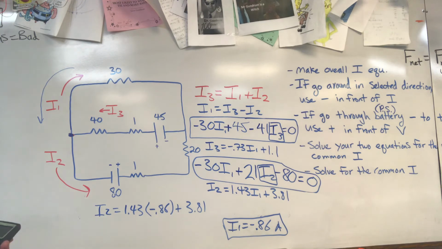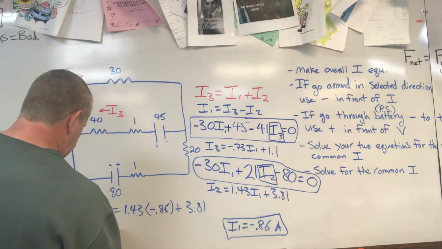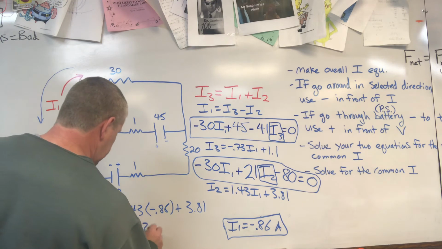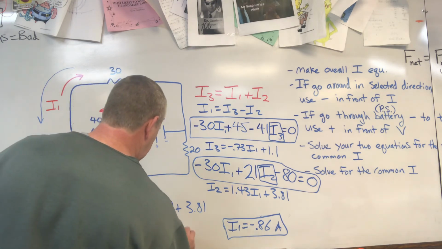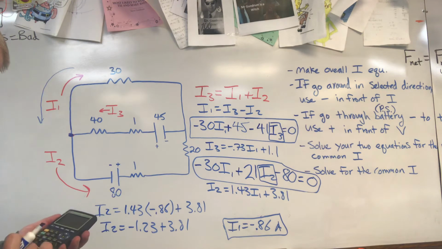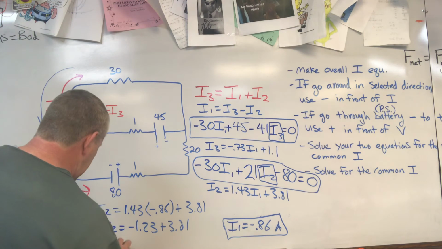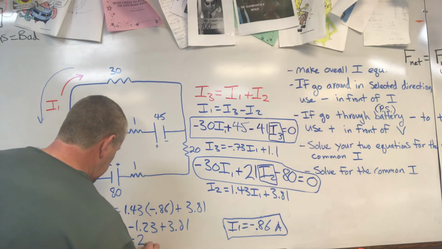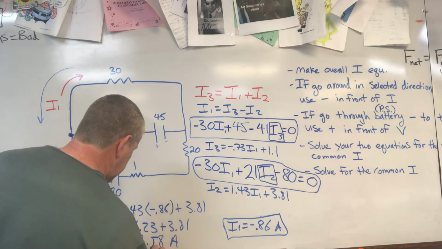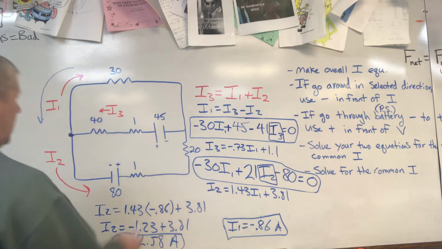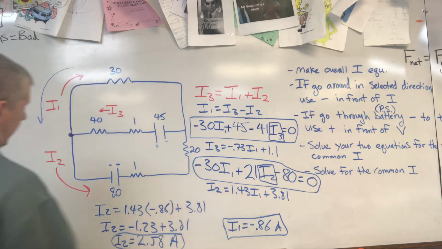So 1.43 times negative 0.86 equals negative 1.23. So I2 equals negative 1.23 plus 3.81, which equals 2.58. So I2 equals 2.58 amps.